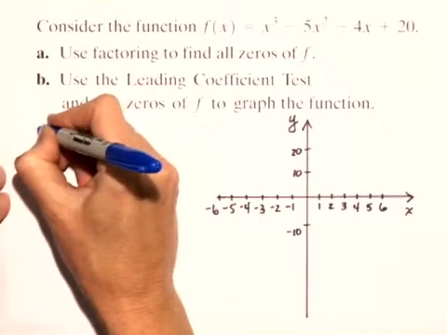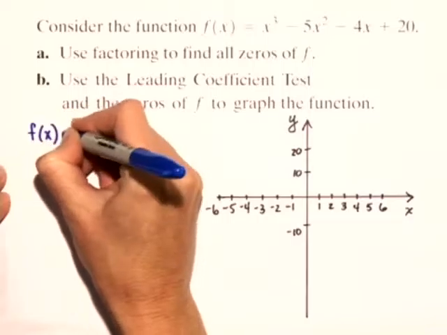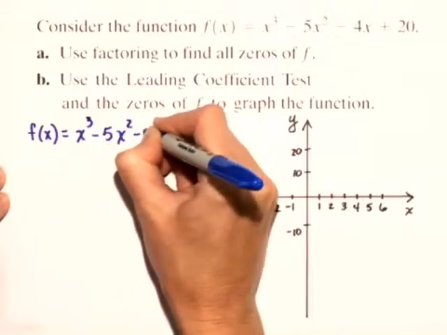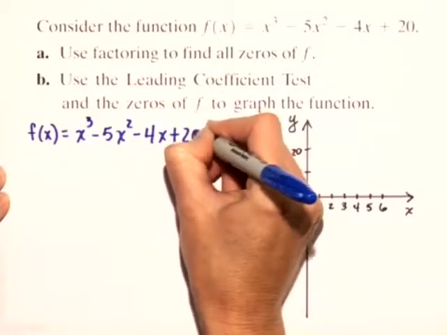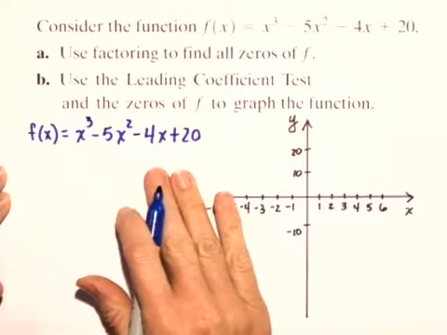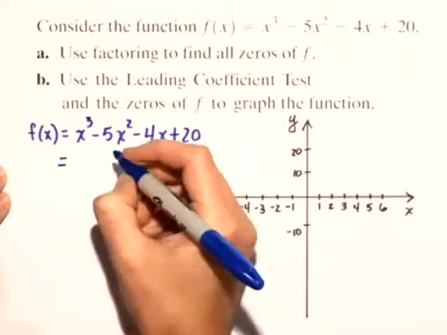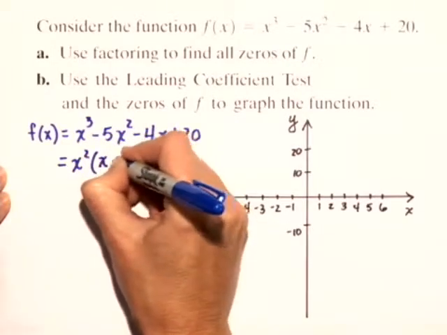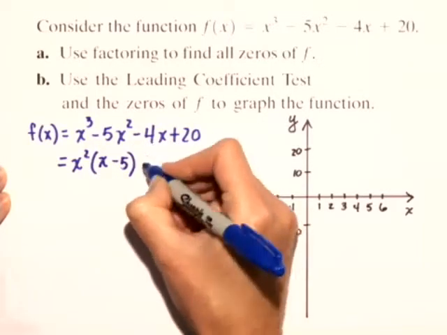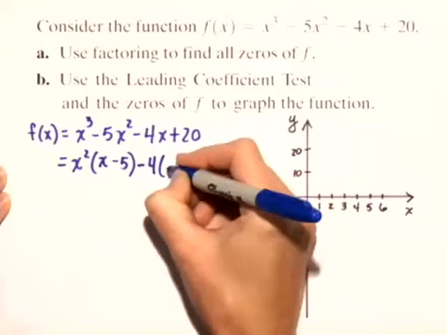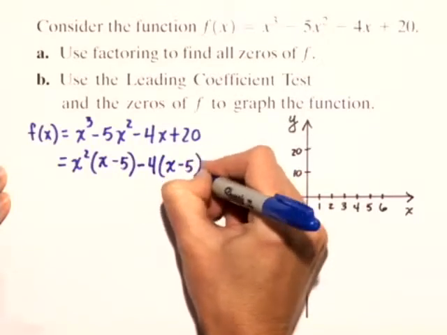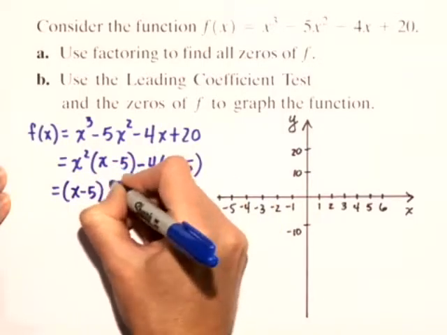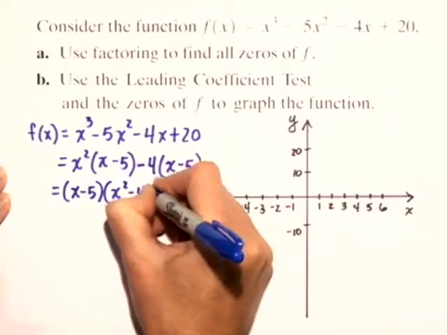So, we'll start with our function. f of x equals x cubed minus 5x squared minus 4x plus 20. Since we have 4 terms in this polynomial function, let's try factoring by grouping. For the first 2 terms, we'll factor out an x squared, and we'll have left x minus 5. And then we'll factor out a negative 4 from the last 2 terms, and we'll have x minus 5. So this factors nicely as x minus 5 times the quantity x squared minus 4.